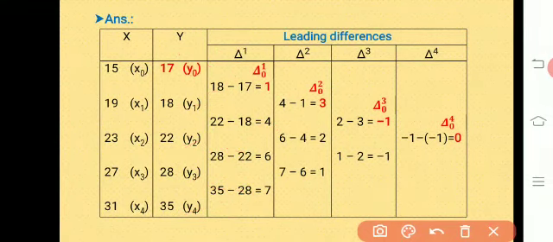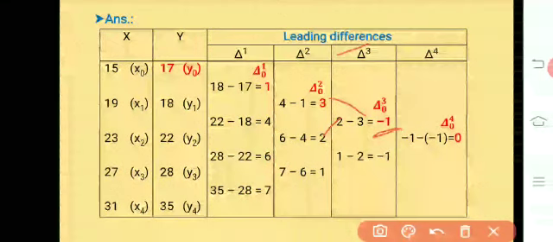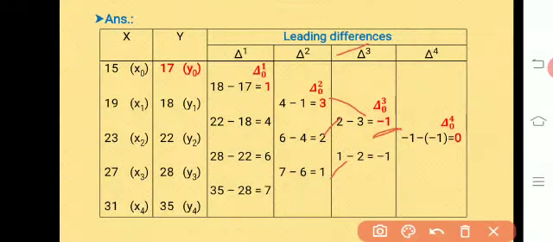Similarly, we will find delta raised to 2. That is 4 minus 1 is equal to 3. Then 6 minus 4 is equal to 2. 7 minus 6 is equal to 1. Similarly, delta raised to 3, that is 2 minus 3 is equal to minus 1. Then 1 minus 2 is equal to minus 1.